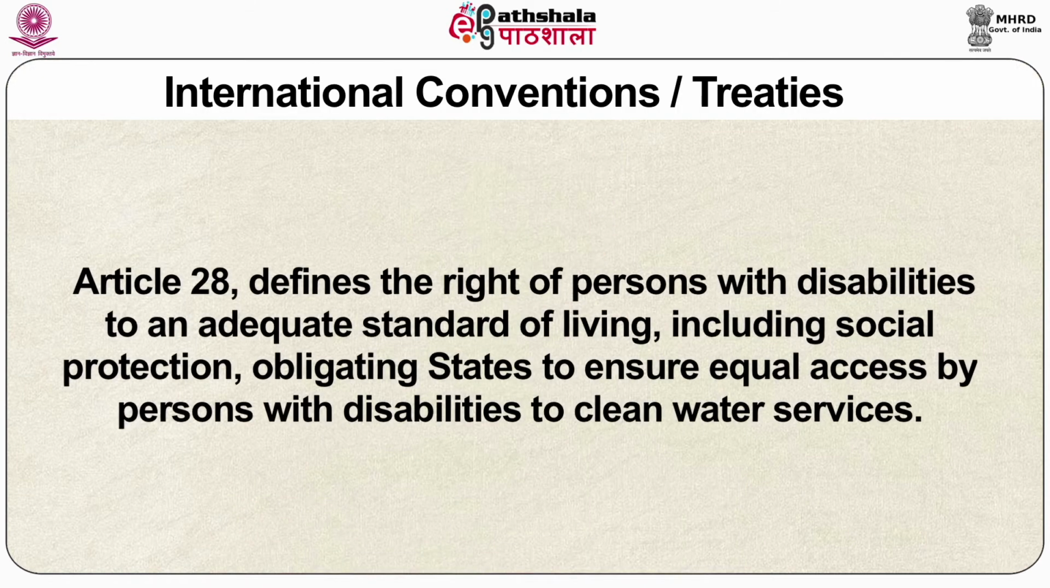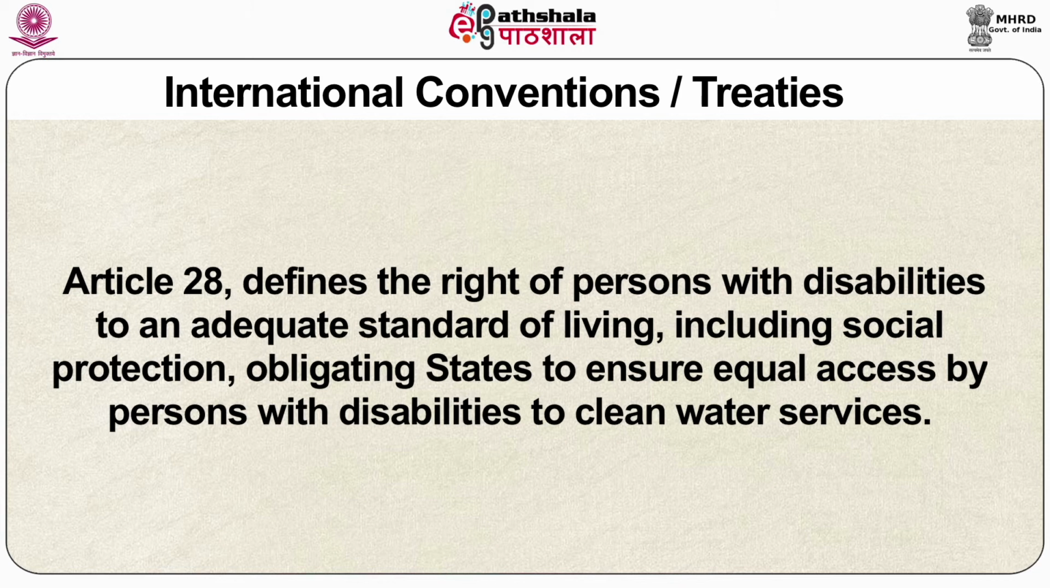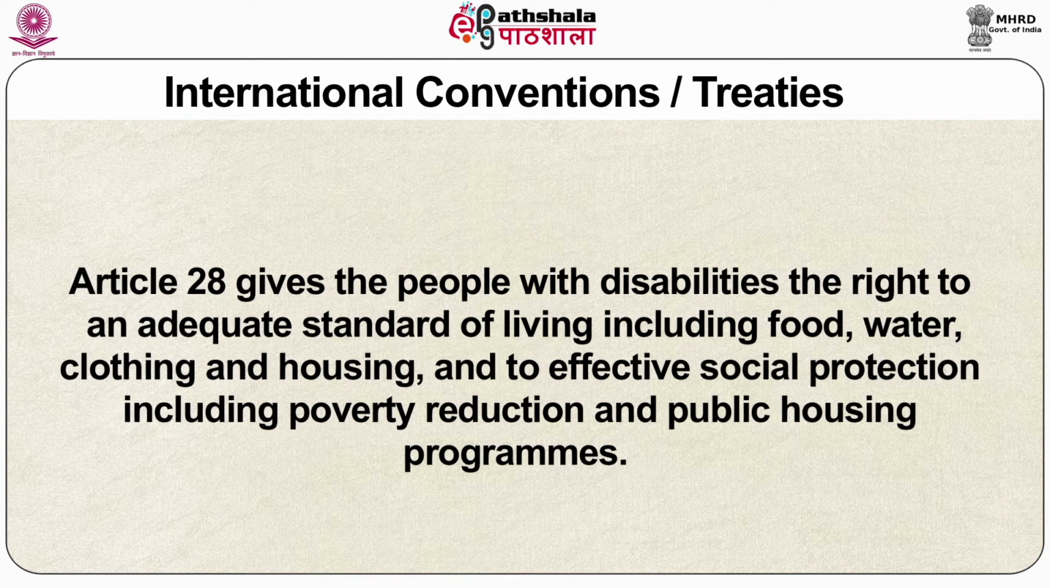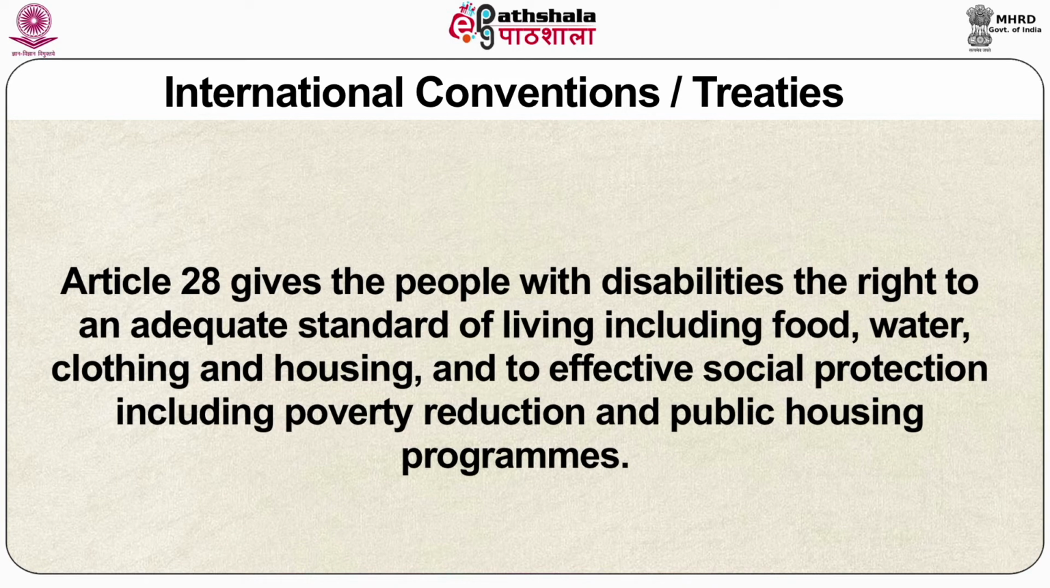Article 28 defines the right of persons with disabilities to an adequate standard of living, including social protection, obligating states to ensure equal access by persons with disabilities to clean water services. The Committee on the Rights of Persons with Disabilities is responsible for monitoring the implementation of the Convention on the Rights of Persons with Disabilities. Article 28 gives the people with disabilities the right to an adequate standard of living, including food, water, clothing, housing, and effective social protection, including poverty reduction and public housing programs.